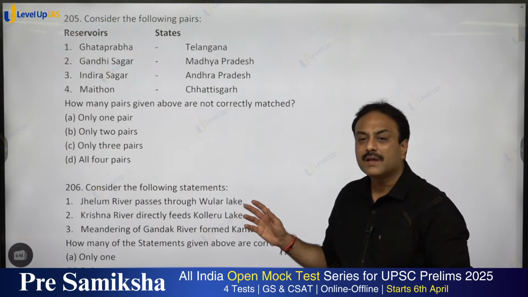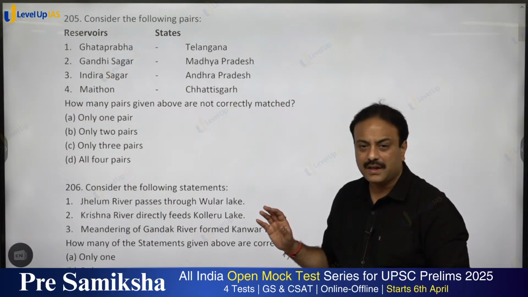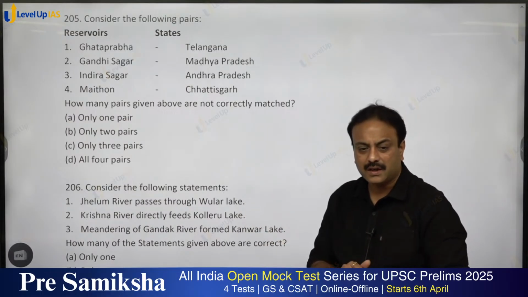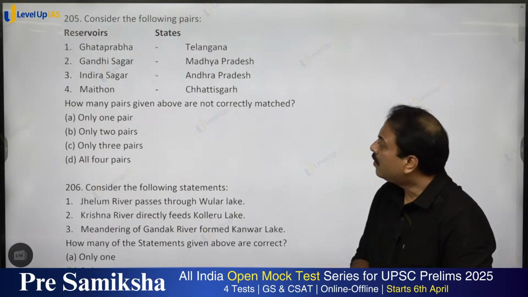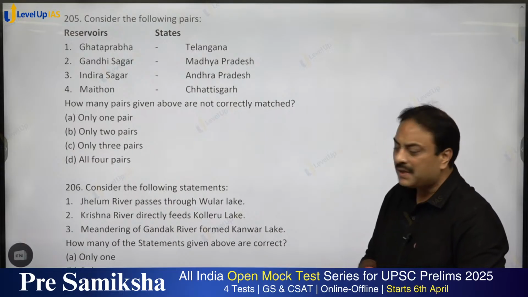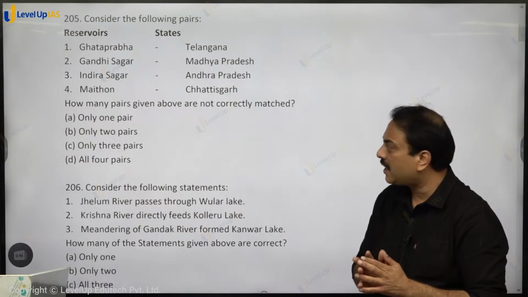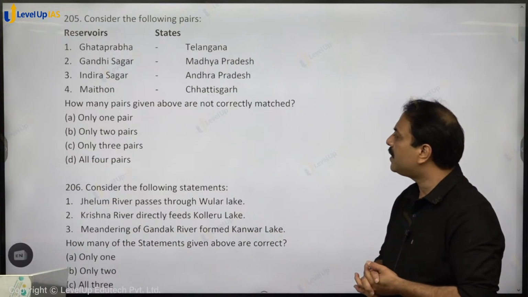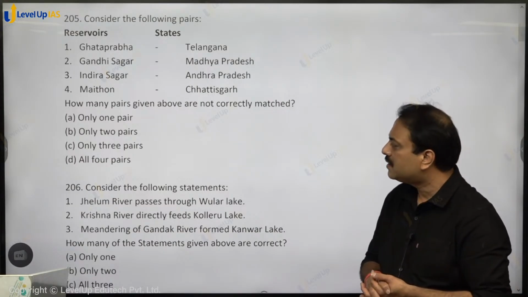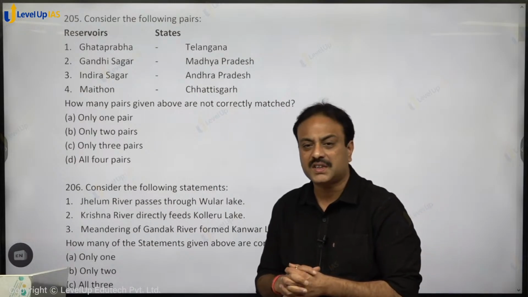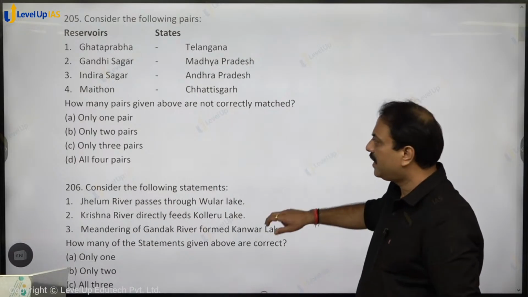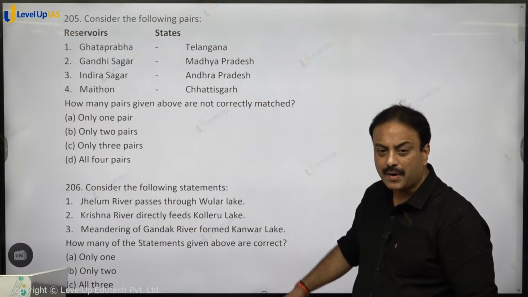Mathon Dam is in Jharkhand. It is not in Chhattisgarh. Are you getting that? So Gandhi Sagar, Madhya Pradesh is the only correct statement. Remaining three are incorrectly matched. How many pairs given above are not correctly matched? So it will be only 3 pairs. Option C, C for cat, shall be the right answer. Clear on that?